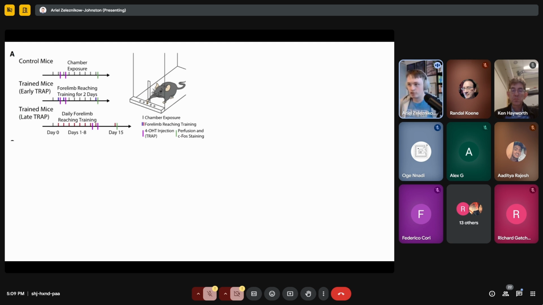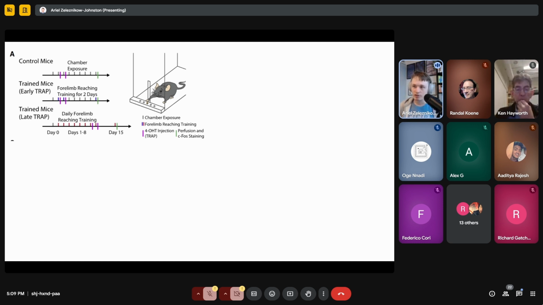Okay, to get into a little more detail on their training, injection procedures and labeling, they essentially had 3 different groups. First, they had control mice. These were mice that were exposed to the training chamber but weren't actually given any training on the task. They're just there as controls, and they get their 4-OHT injections to label cells that are active in the motor cortex on the first couple of days of training, and then they're perfused and stained towards the end.